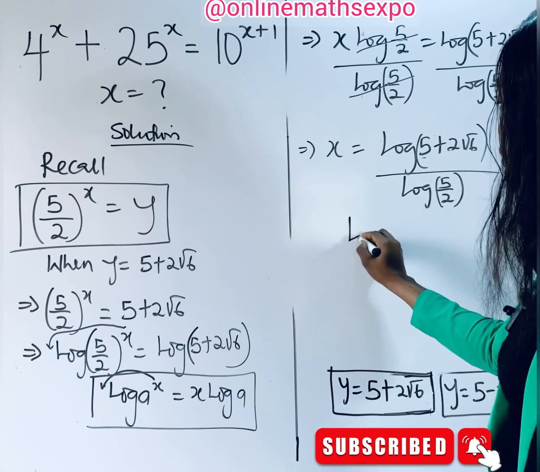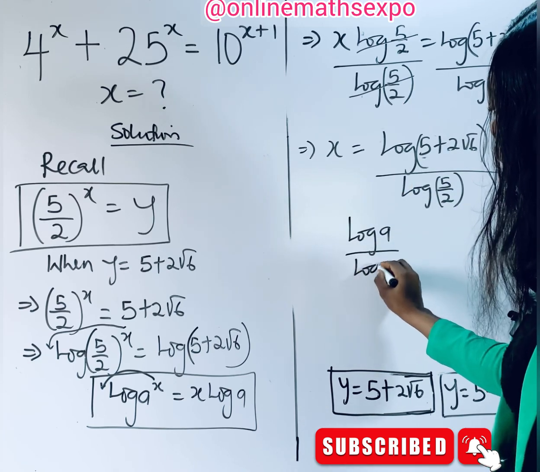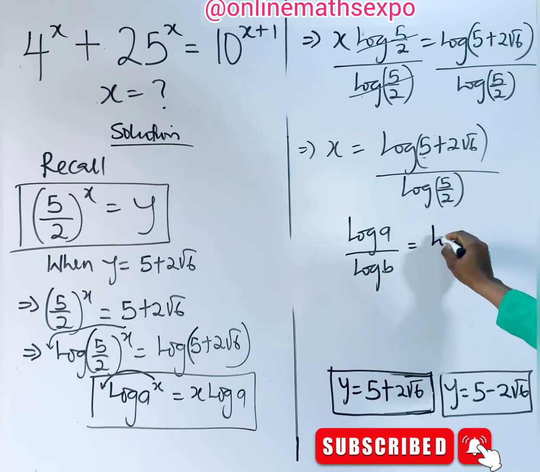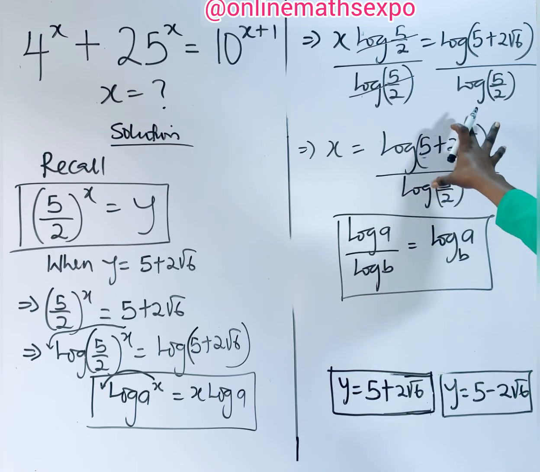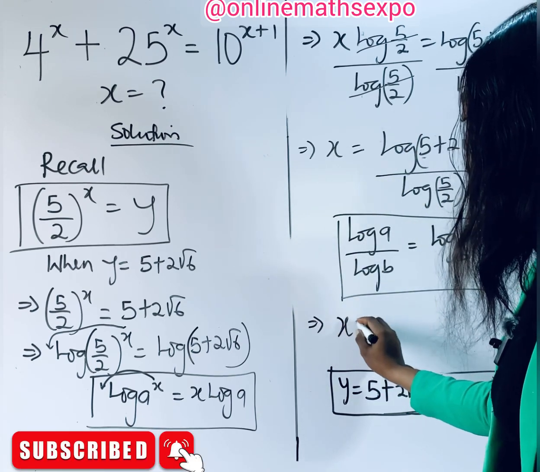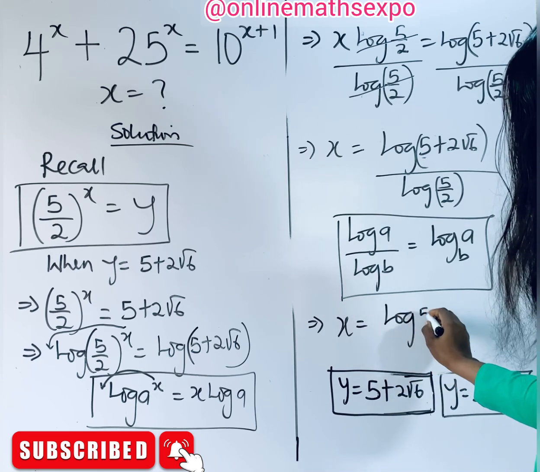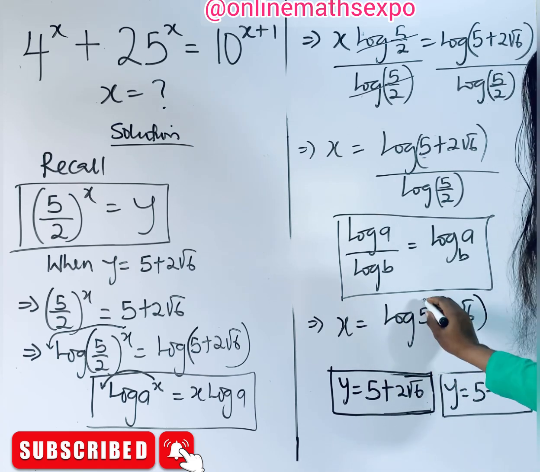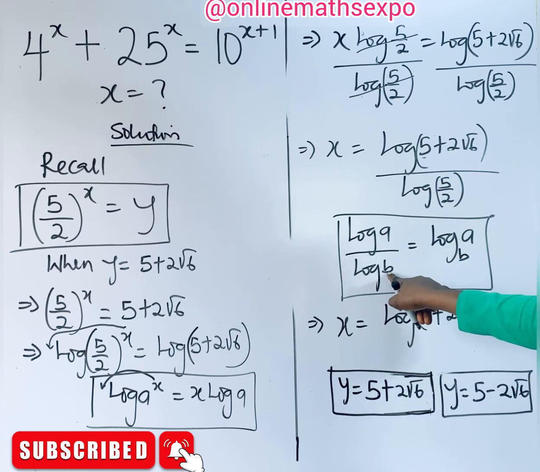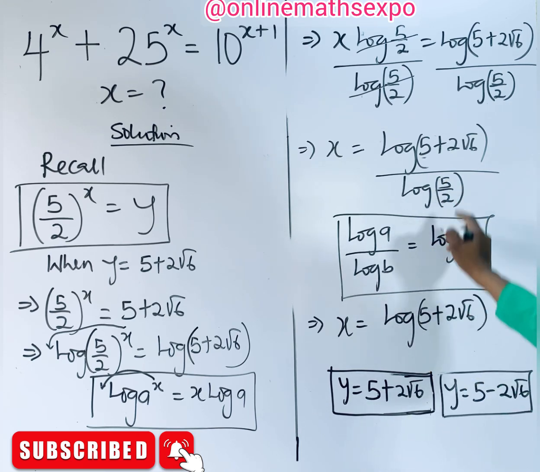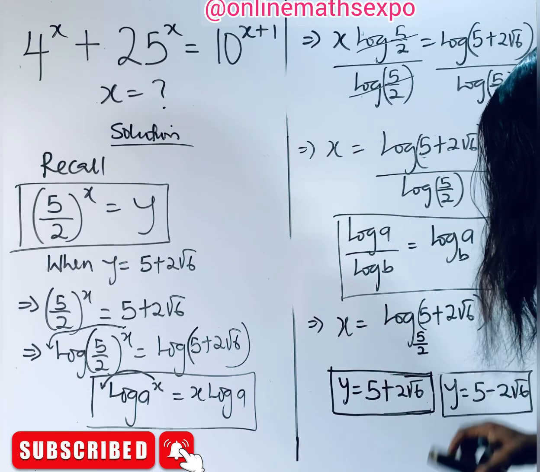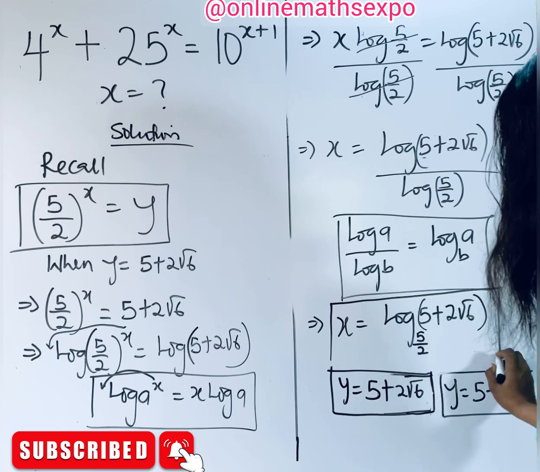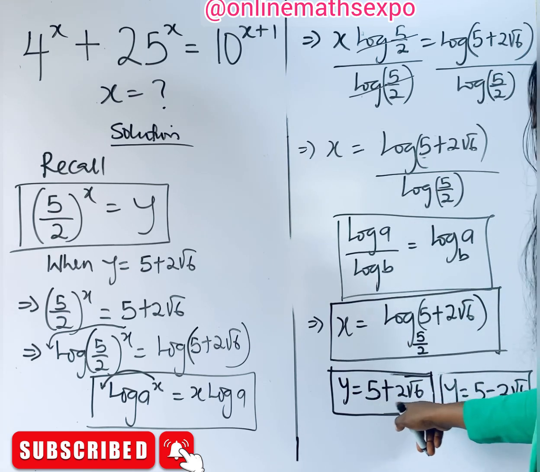You just need to remember that for every log of a divided by log of b, it is the same as log of a base b. Now we're going to apply this to simplify our results. So x is log of 5 plus 2 root 6, and this value here will now turn to the base. So you can leave it as base of 5 divided by 2. You can also change it to 2.5, whichever one you want to leave it as. So this gives you the value of x for when y is 5 plus 2 root 6.